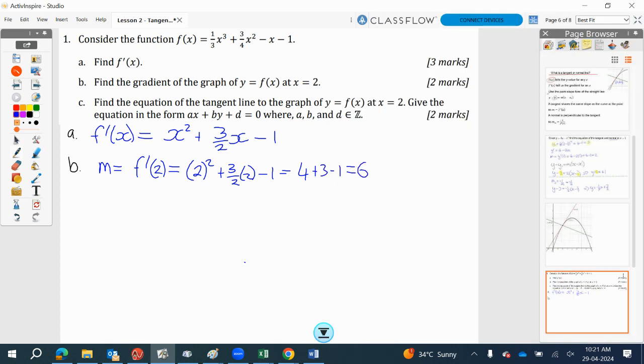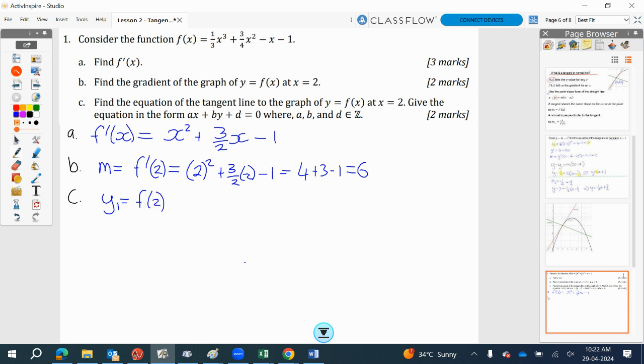Find the equation of the tangent to the line at x equals 2. So we need 3 things. We've got the x value, we've got the gradient. What don't we have? We need to find the y value. How do we find the y value? You put it into the original function. So first off, for C, we need to find y1, which is equal to f of 2.